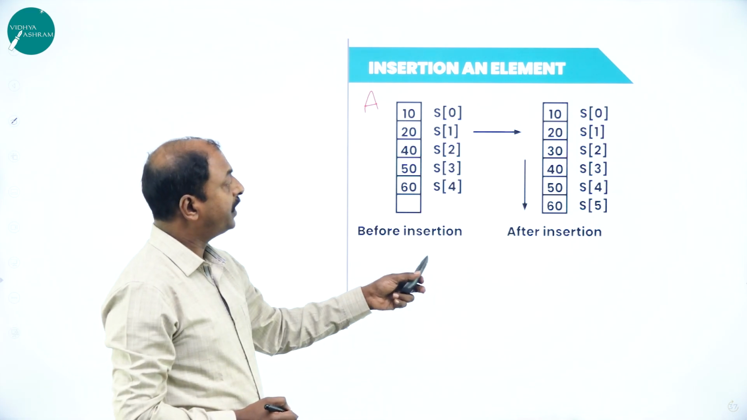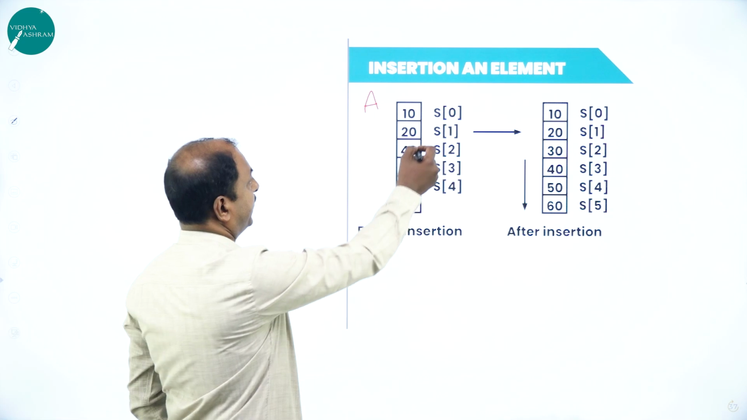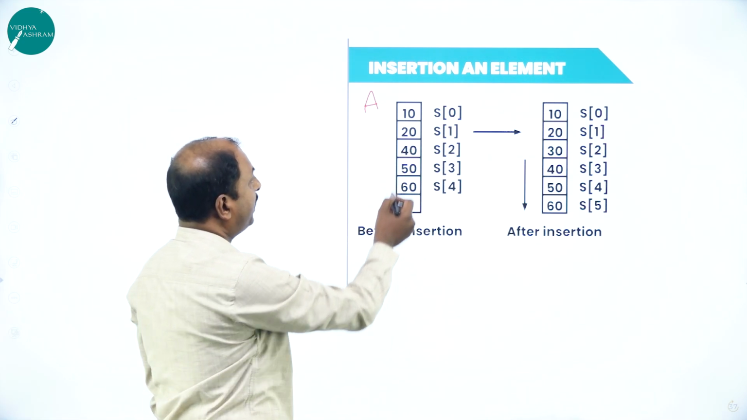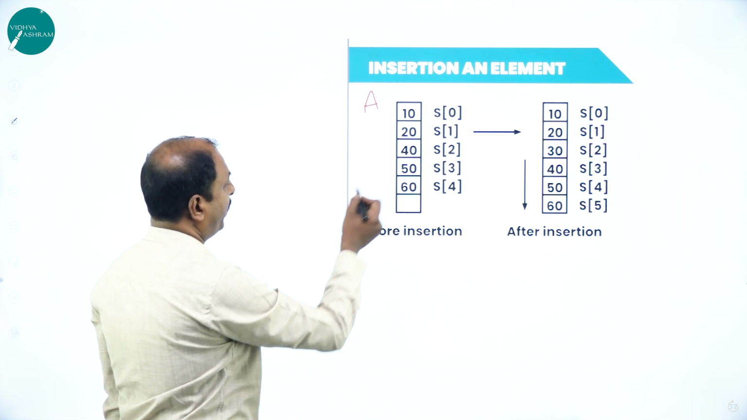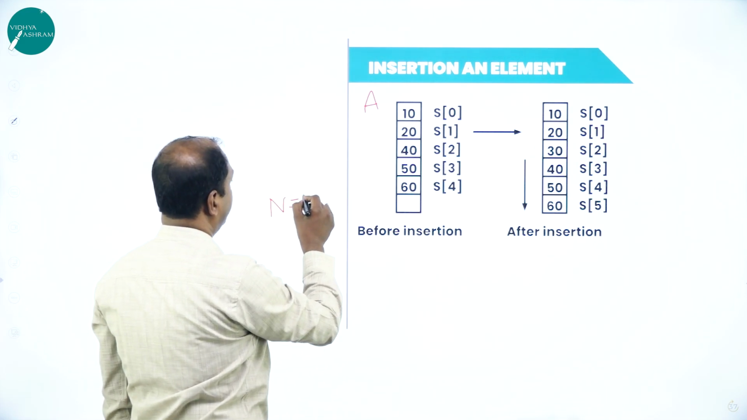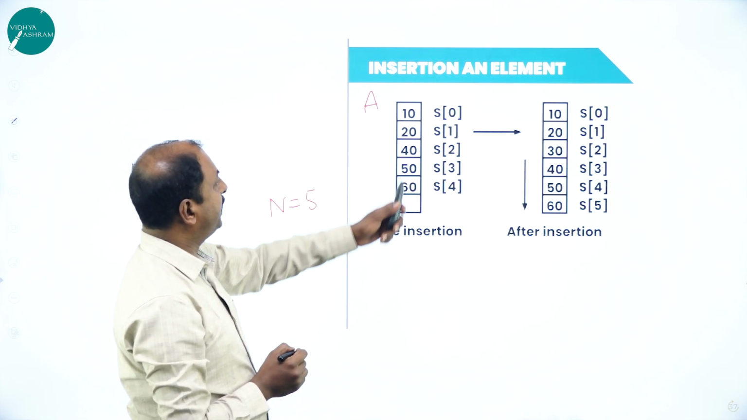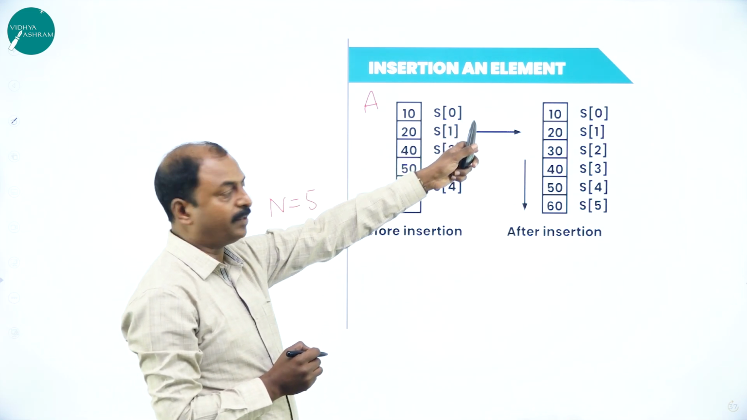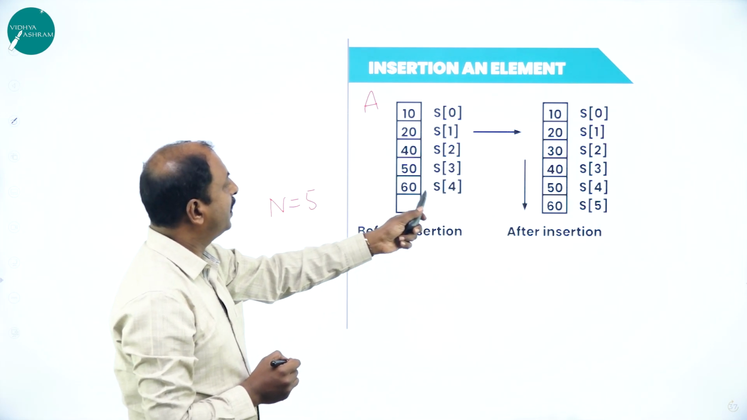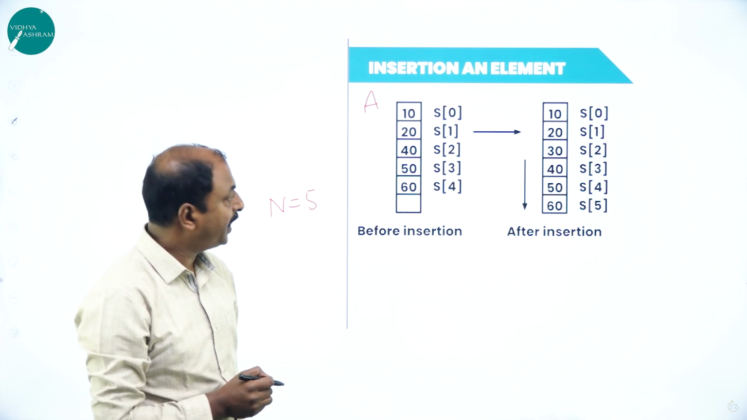So what is the logic for inserting a new element into an array? First of all, in this example, what is the size of the array? Here there are 5 elements, so we can say n, that is the size, is 5. The index S of 0 is the first element and S of 4 is the last index, that is, the last element 60 is the last element of the array.